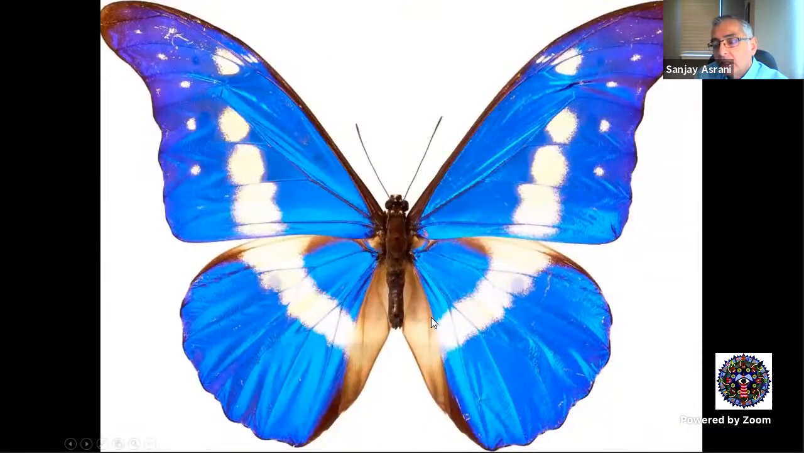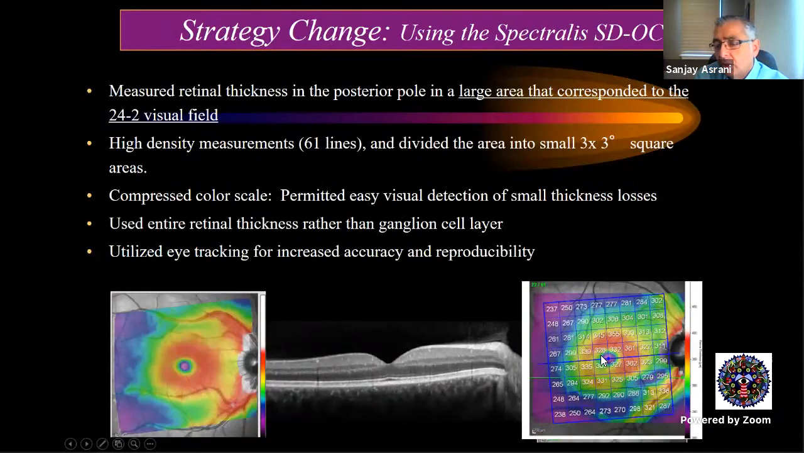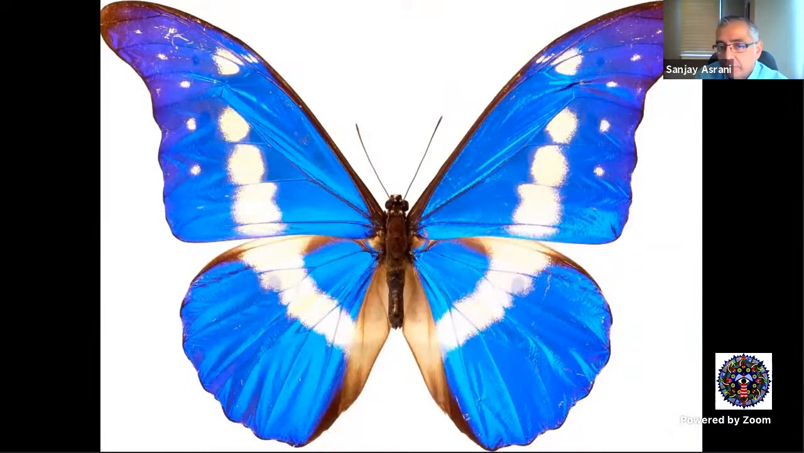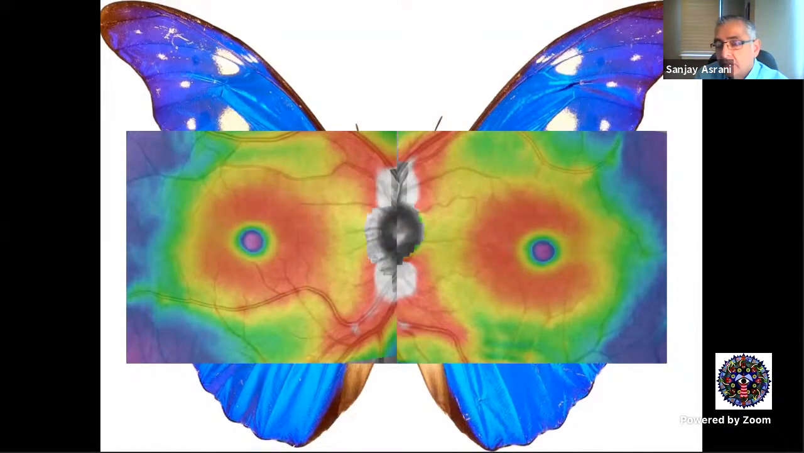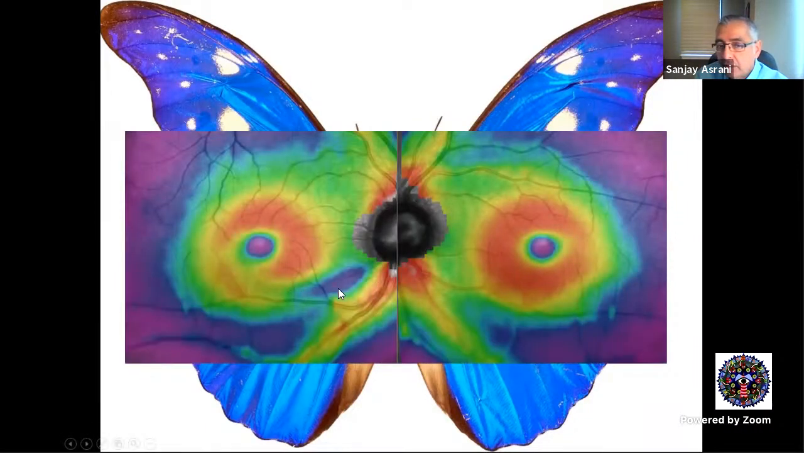The problem was there was no normative database. How do we know that what we are seeing is normal or abnormal? So we took advantage of symmetry in nature. Everything is symmetric, so even the macular thicknesses are symmetric. And therefore, any slight asymmetry is very easily identifiable.